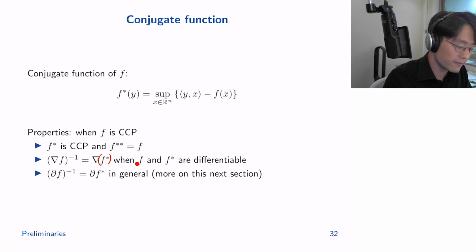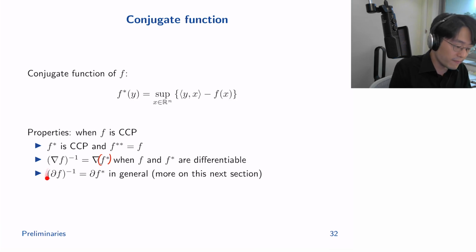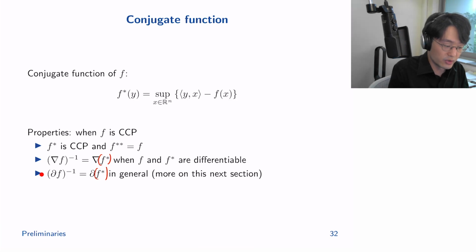Now, of course, the functions f and f star are not always differentiable. So this statement is only for the special case. But more generally, the subdifferential of f is the inverse operator of the subdifferential of f star. So in general, the gradient operators are inverses of each other, and there is a more general version of this, and this version holds if f is CCP.